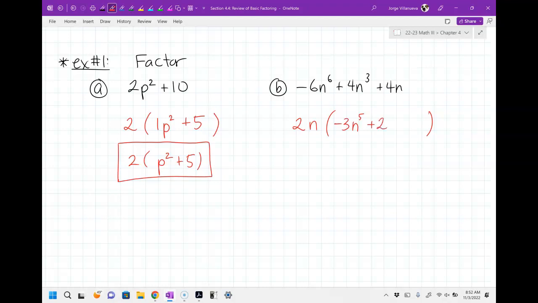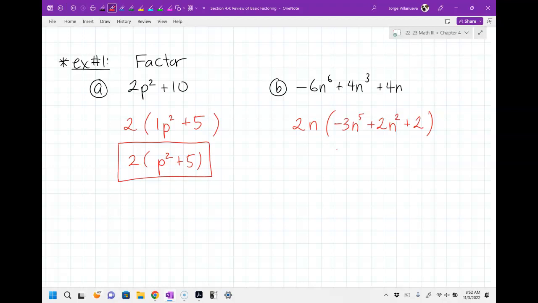And if I take one n away from n cubed, how many are left? N squared. All right? Last one, we have a plus here. 4 divided by 2 is 2. And n, if I take an n away from an n, do I have any n's left? No. So here's my answer.